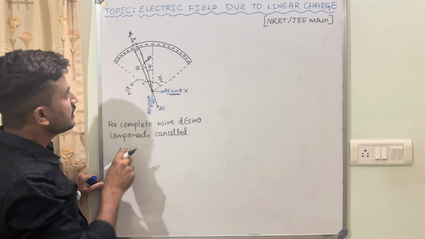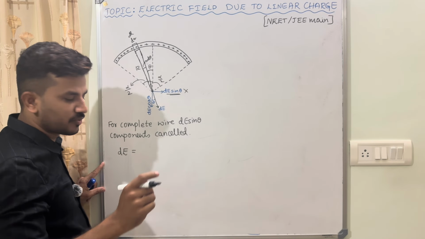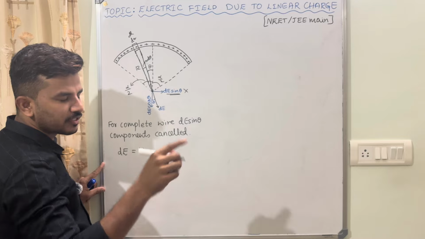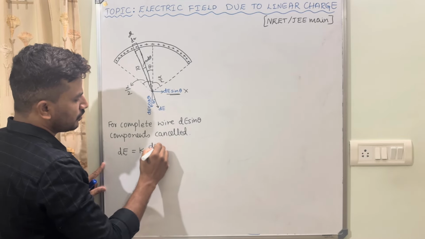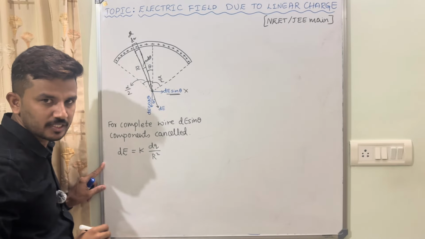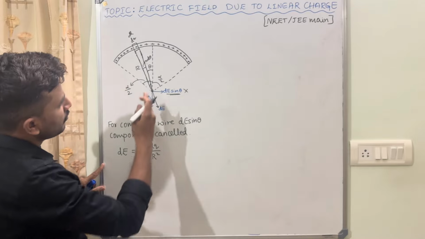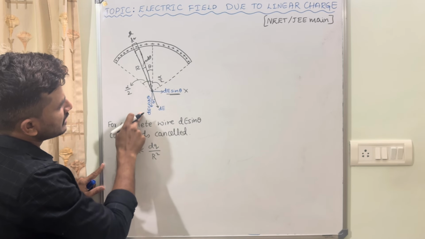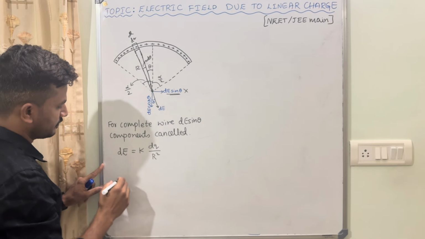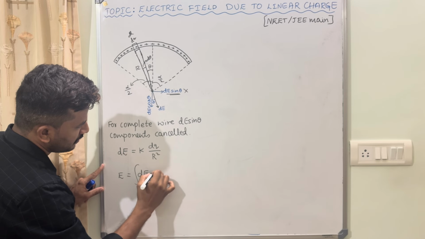dE is the electric field due to the small charge element. What is the formula for the electric field due to a point charge? 1 by 4 pi epsilon q1 q2 by r square. That 1 by 4 pi epsilon I will write as k. That q1 q2 is for force, q by r square is for electric field. So here q is dq divided by r square, where r is the radius. Correct? This is the electric field due to this one. Now along this axis, that is dE cos theta, we have the complete wire, so we have to integrate. So E is equal to the integration of dE cos theta.